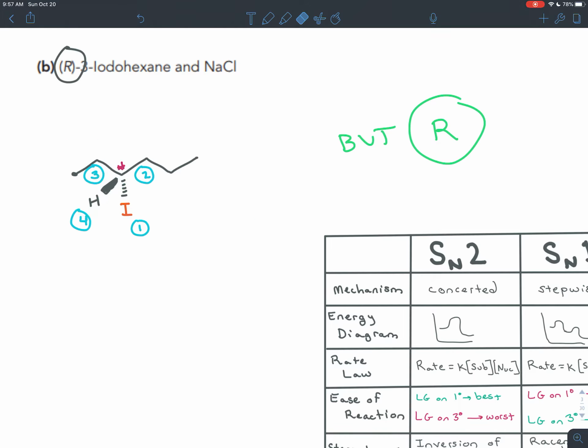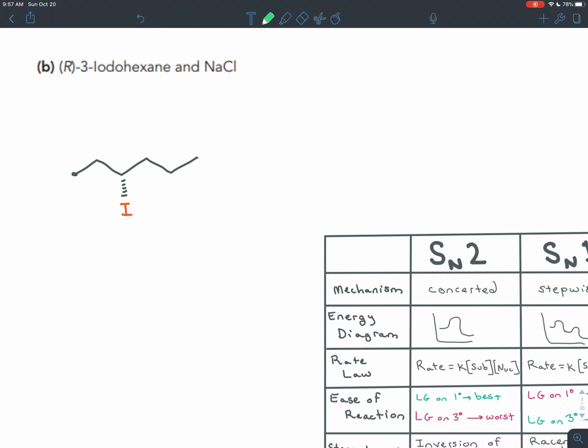So having that arrangement gives us the R. So this is the correct drawing for R-3-iodohexane. Okay, so this is our molecule. I'm going to just leave the leaving group on there. Take the hydrogen away so it's not distracting.